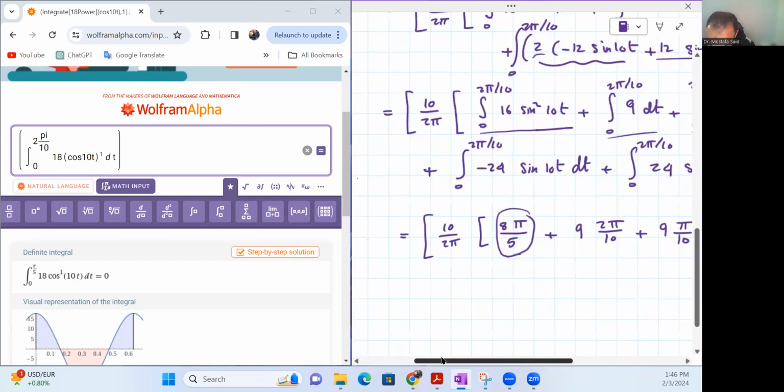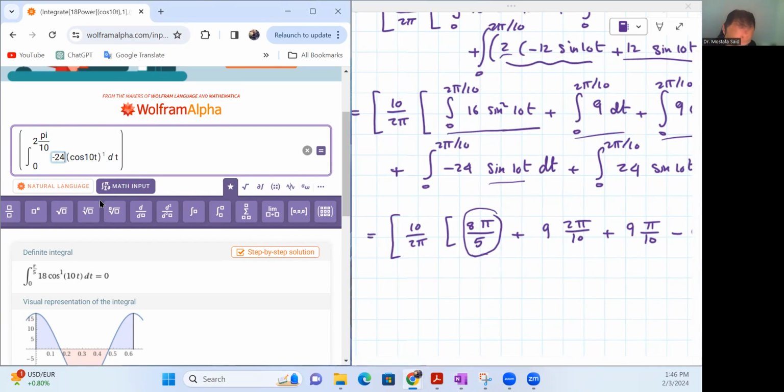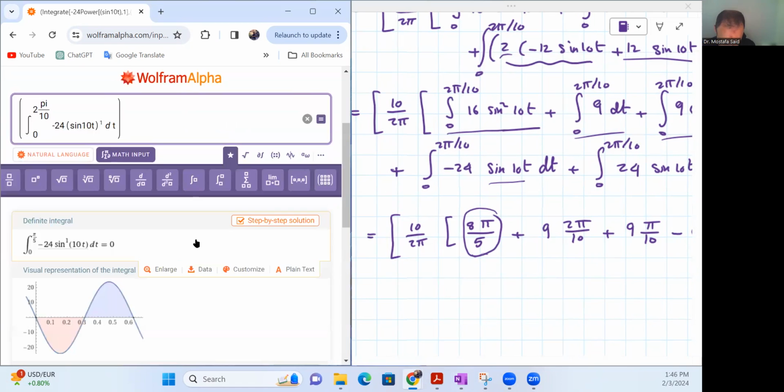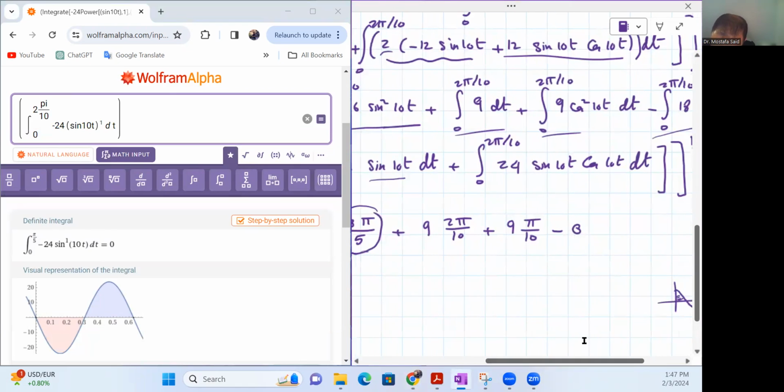Then we have the same situation again. Sine 10t and 2 pi over 10. So again, it would be 0. But let's do that. That's fine. So minus 24. That's now sine, not cosine. Again, 10t dt. Okay, yes. Should be 0. Yes, it is 0. And it's right. It's plotted for you. Negative areas, positive areas, they cancel each other. So we have plus 0.